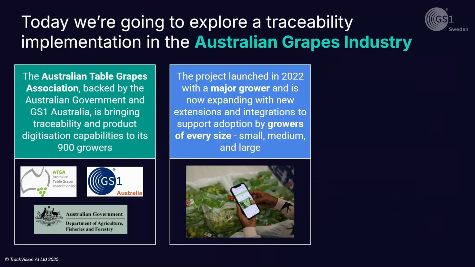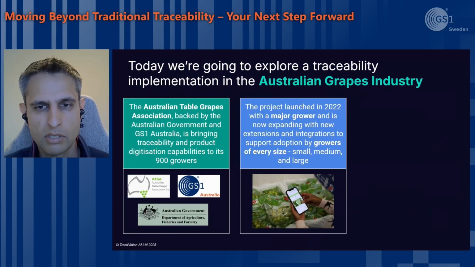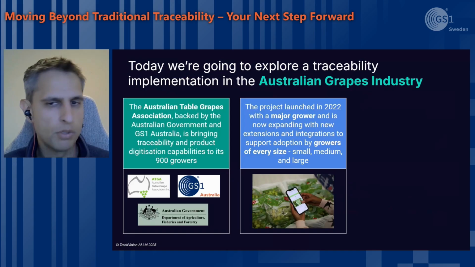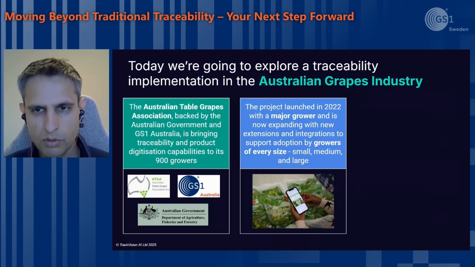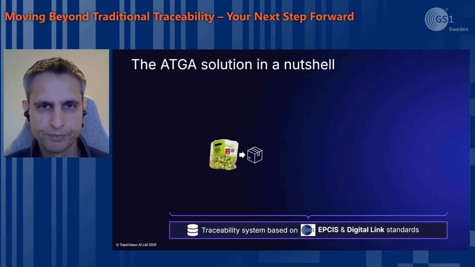The project was launched in 2022 with a major grower and is now expanding with new extensions and integrations to support adoption by growers of every size: small, medium, and large. They all have different requirements, and we're trying to find ways of supporting them all. As a company, TrackVision, we're proud to deliver our GS1 compliant technology, which I'll show you at the end, in collaboration with other solution partners in the program.